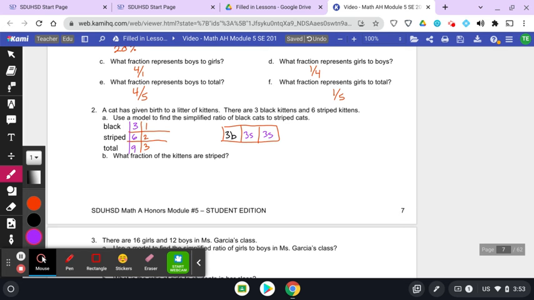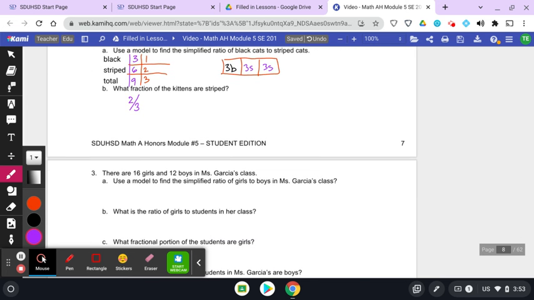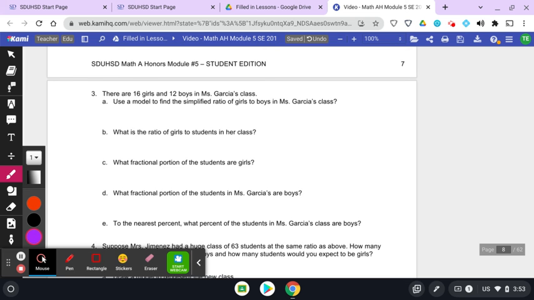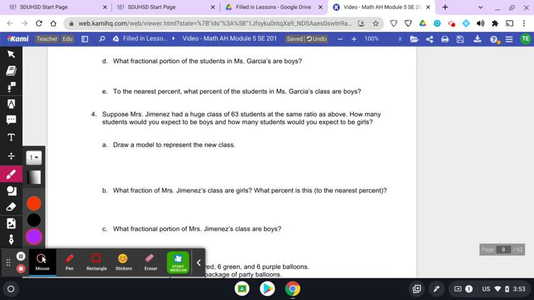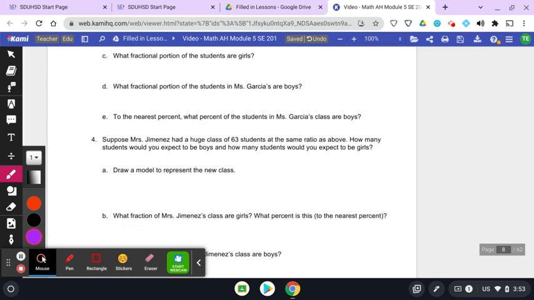What fractions are striped? We want to think of what fraction of the kittens, so total. We want striped to total. So we want to look at our reduced. That is 2, 2, 3. 2/3 of the kitties are striped. Okay, you should try number 3, pause it, try number 3, and then come back and check your work.